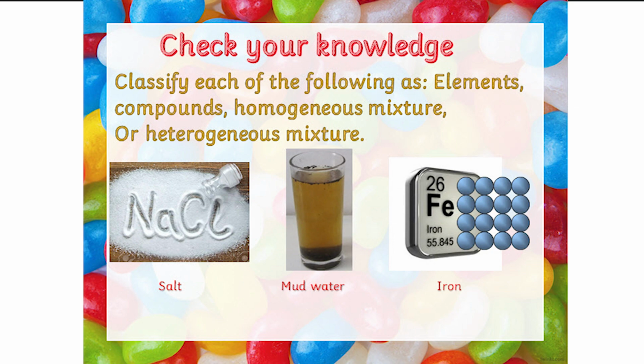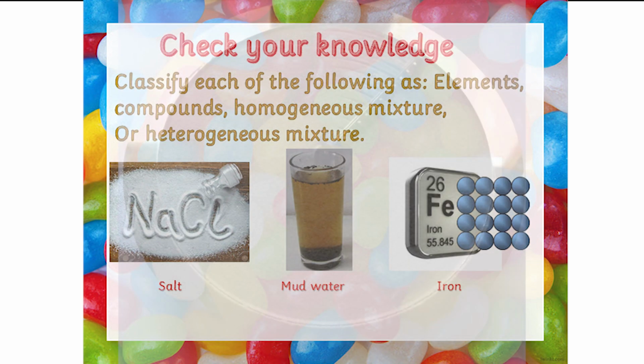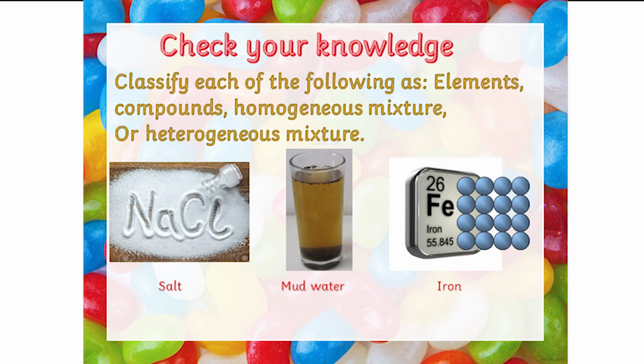What about salt, mud water, and iron? It's clear that salt is formed from two types of atoms chemically combined, which are sodium Na and chlorine Cl. So salt is a compound.